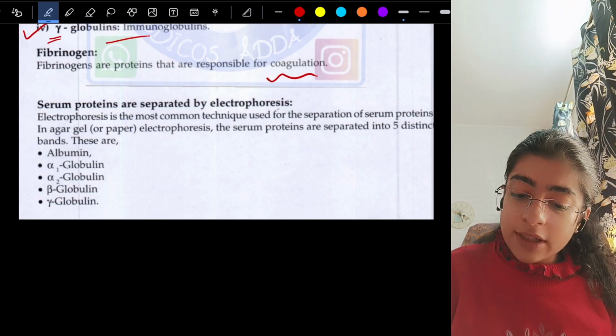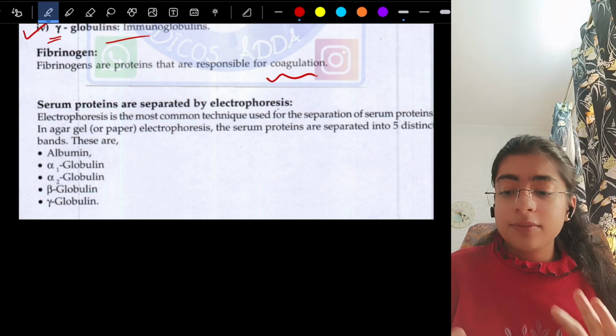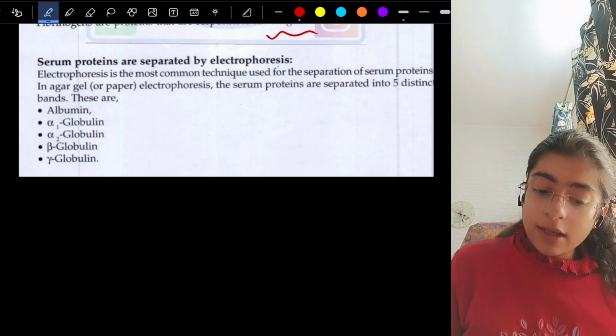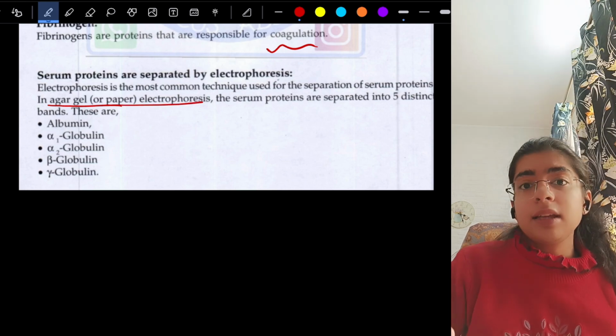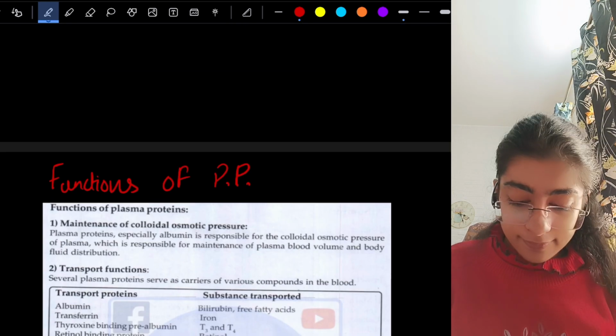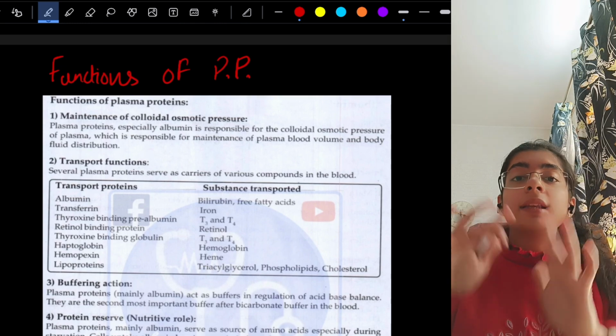Next, serum proteins are separated into classes by electrophoresis. This we already know. It can be agar gel or paper electrophoresis. If someone asks, this can be a point you can answer. Next is functions of plasma protein as a whole.